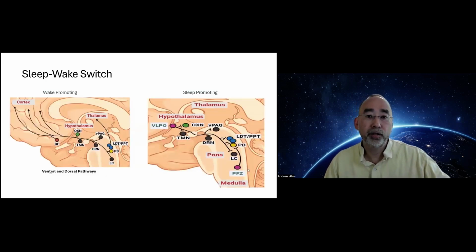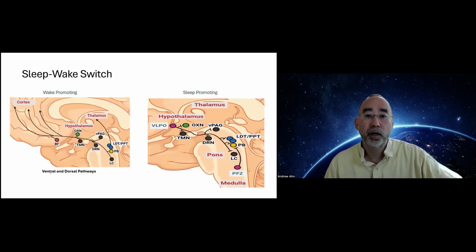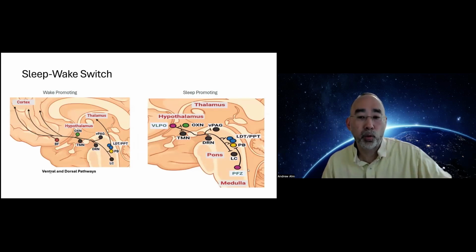Now, this slide illustrates a simplified model of the sleep-wake switch, highlighting the key brain regions and pathways involved. Let's first focus on the wake-promoting side shown on the left. We see the familiar players from our previous slide, the brainstem nuclei, including the locus coeruleus, the dorsal raphe, and the basal forebrain, all sending projections upwards. This activates our awareness and arousal. We also note important players like the orexin neurons. These areas collectively activate the cortex and the thalamus, maintaining wakefulness.